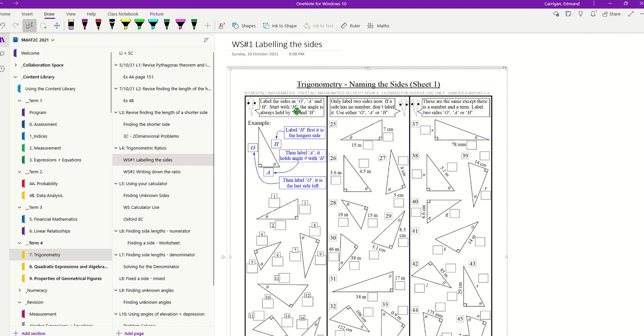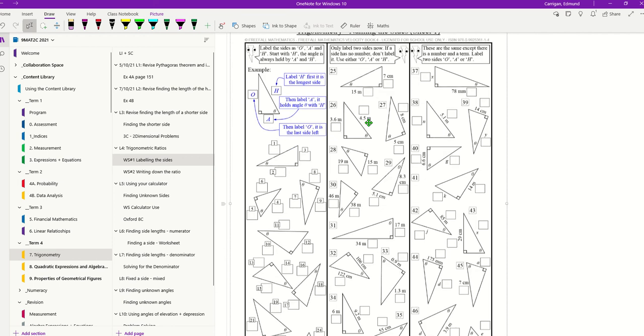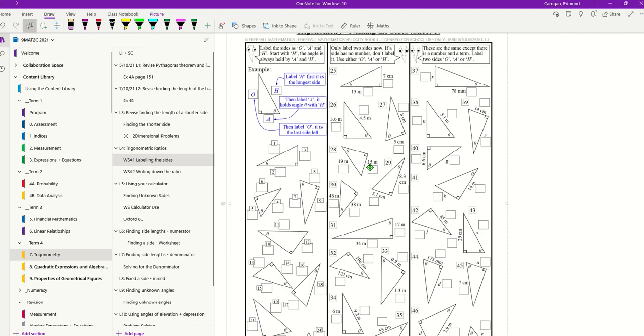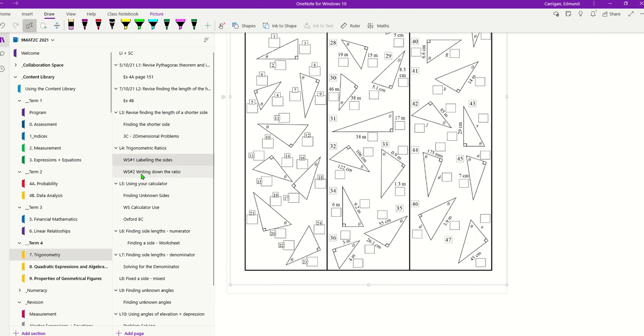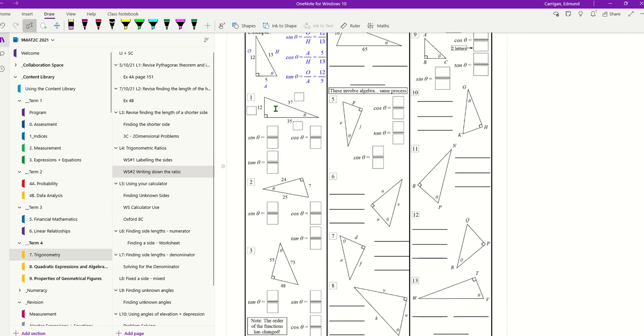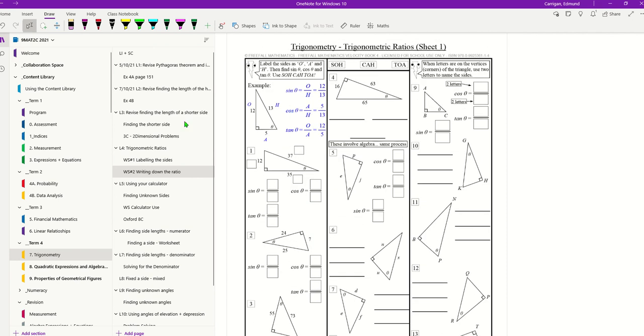So this one, label the sides as O, A, and H. They've called it the angle is always held by A and H. So very similar to what Mr. Gill said. A is between the angle and the right angle. Okay, so just label the sides here with the numbers on them. I guess this sheet is suggesting that you don't confuse yourselves and you only put the angles down. The second sheet is where you're going to write down sine theta, tan theta, and cos theta.